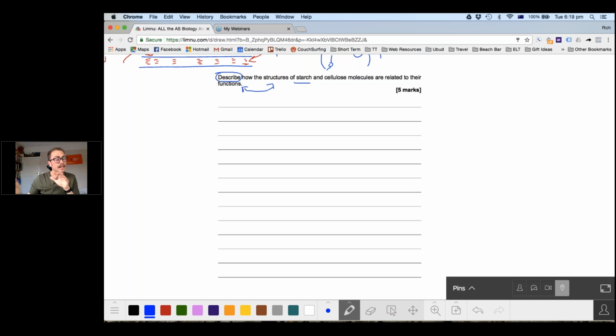So again, we're trying to link the structure. Remember those words that have just been in that table. They are not there because I made them up or because I think that's what they're going to say. I know that they are the features that they want you to talk about. So what was the column on the left-hand side?